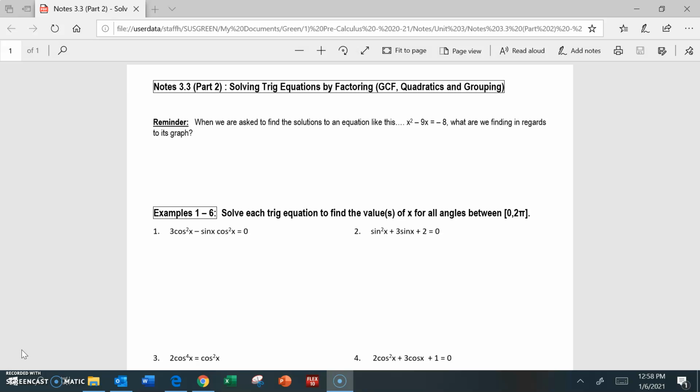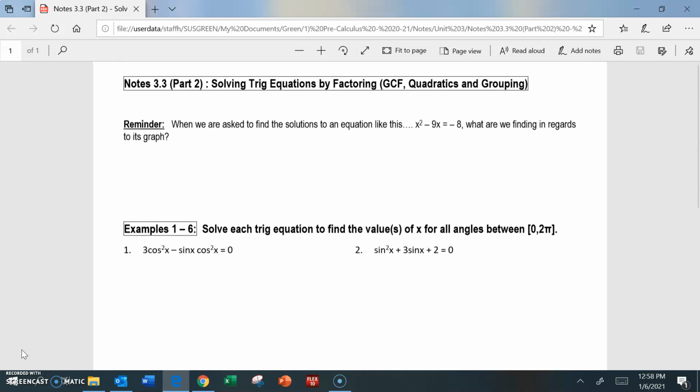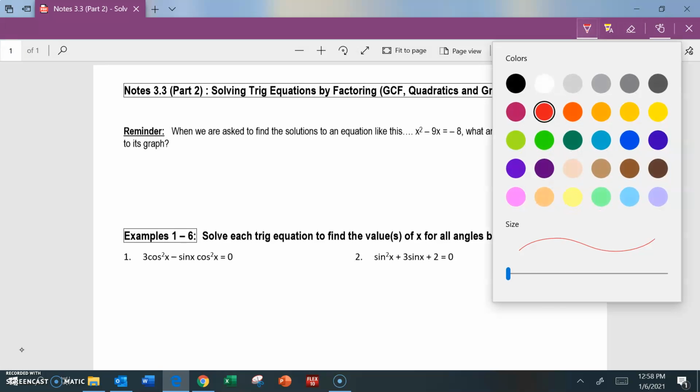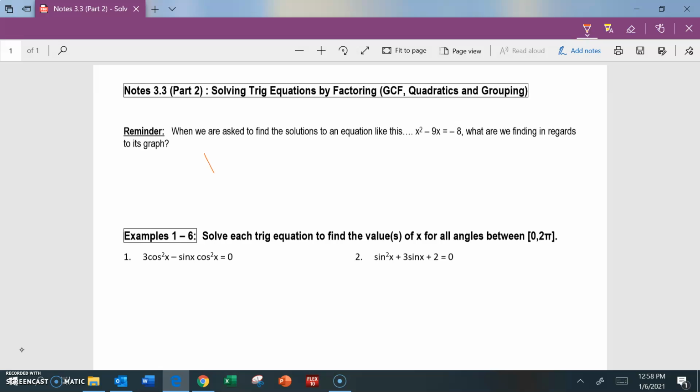This is why I had you do that factoring review worksheet, so that you weren't in shell shock when it comes to seeing sine, cosine, and the trig functions within a factoring problem. So it says, reminder, when we are asked to find the solutions to an equation, such as x squared minus 9x equals -8, what are we finding in regards to its graph? If you can remember, this would be a parabola.